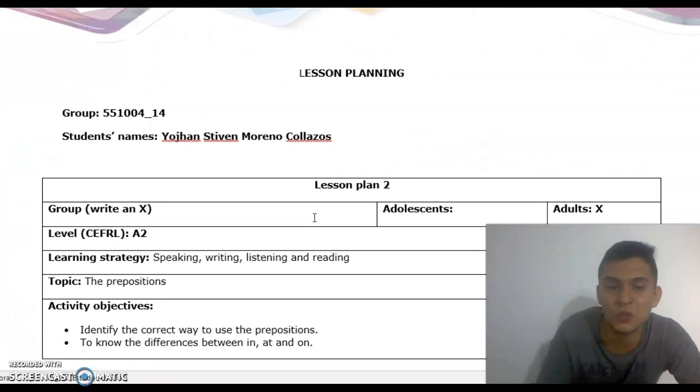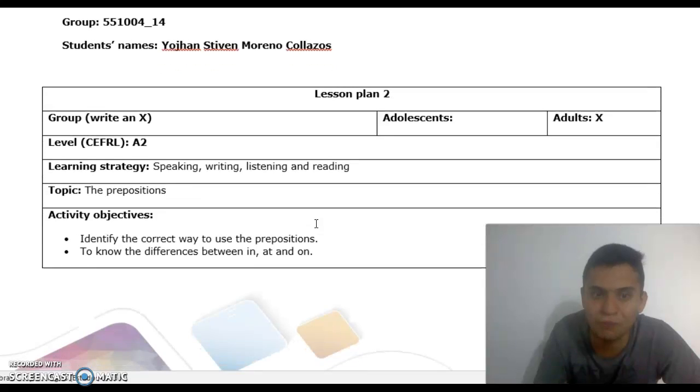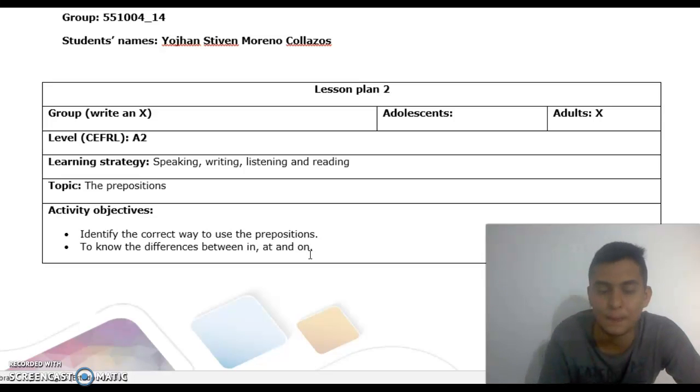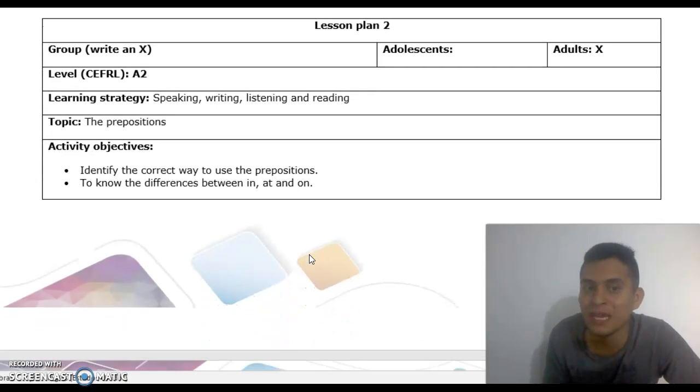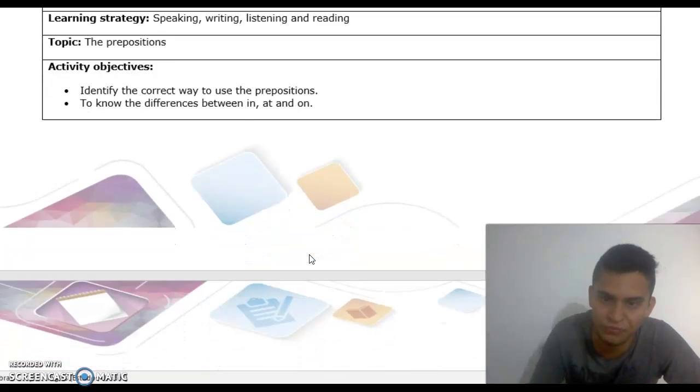My lesson plan 2 is for adults, and also level A2. The learning strategy is to improve speaking, reading, listening, and writing skills. The topic is the prepositions. The objective is to identify the correct way to use the prepositions and to know the difference between in, at, and on.